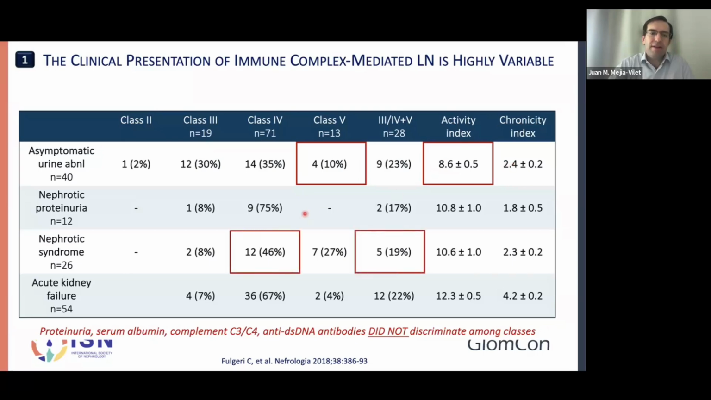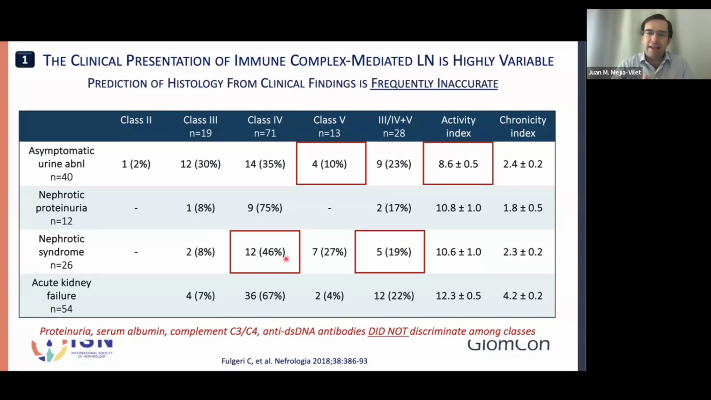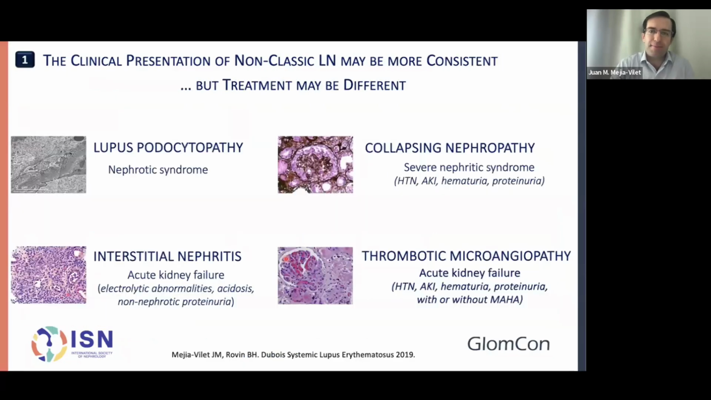Another example, patients in this study who presented with nephrotic syndrome, the most common cause was a class 4 lupus nephritis. So prediction based on clinical findings is frequently inaccurate. So if we want to know precisely what class of lupus nephritis we have in front of us, we need a kidney biopsy. What happens to the non-classic forms of lupus nephritis?